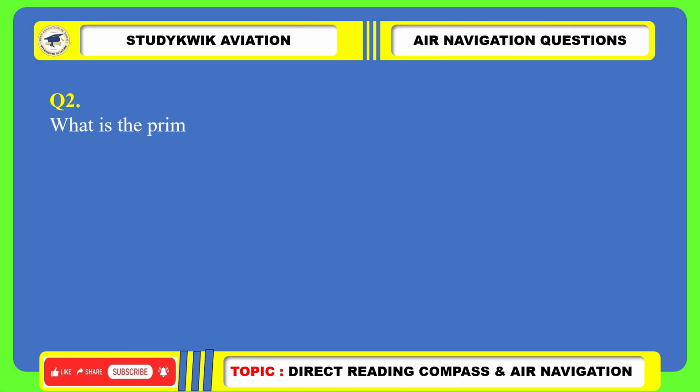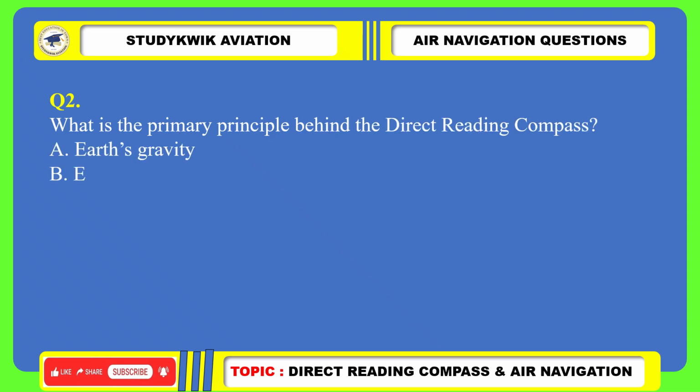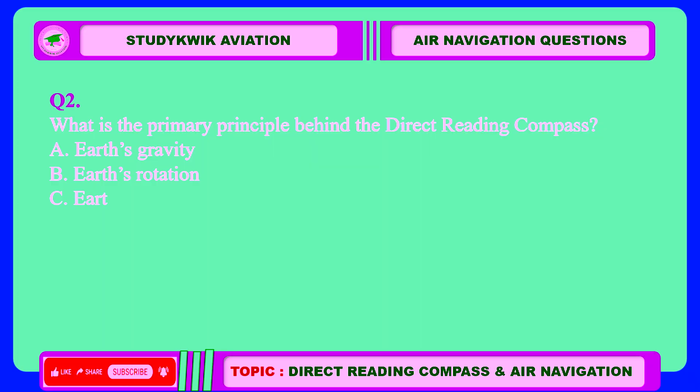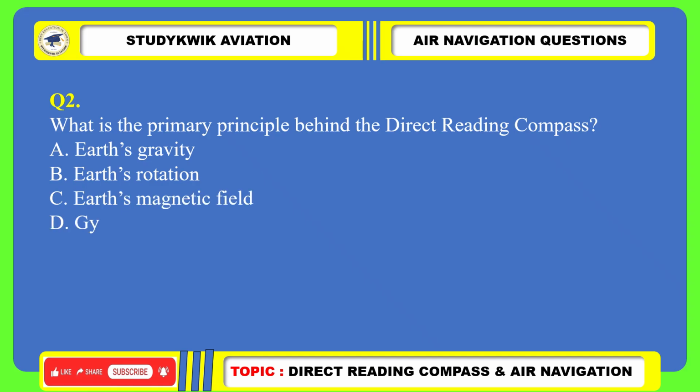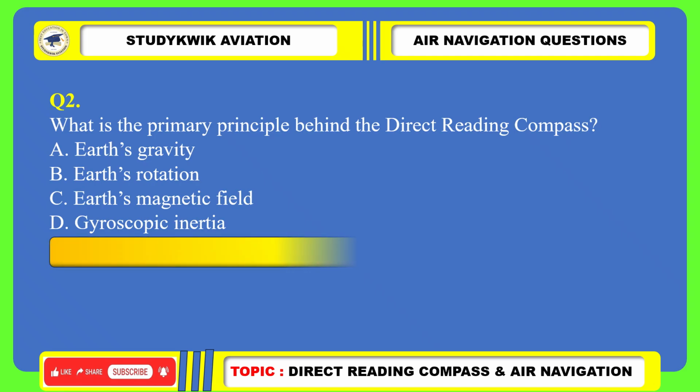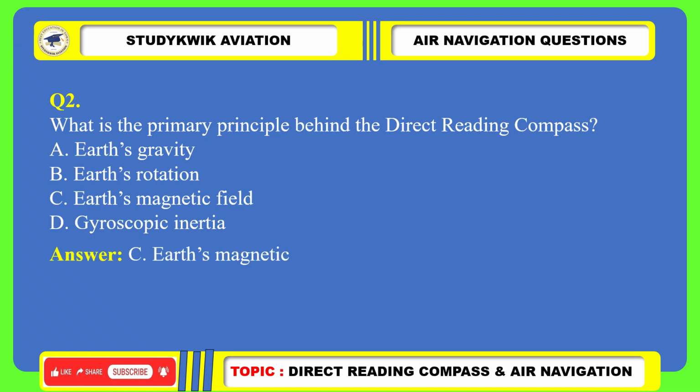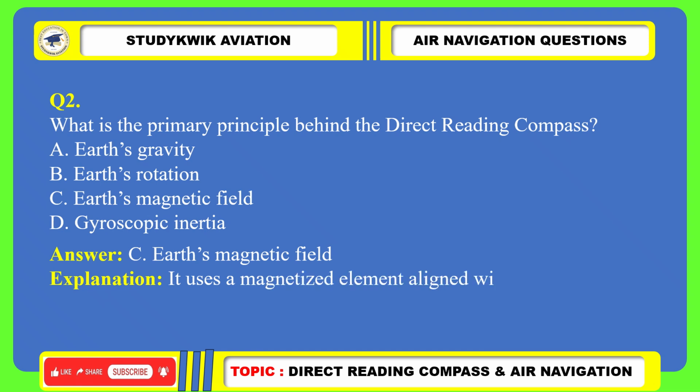Question 2. What is the primary principle behind the direct reading compass? Earth's gravity, Earth's rotation, Earth's magnetic field, gyroscopic inertia. The correct answer is C. Earth's magnetic field. It uses a magnetized element aligned with Earth's magnetic lines.